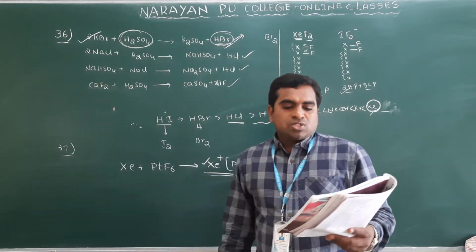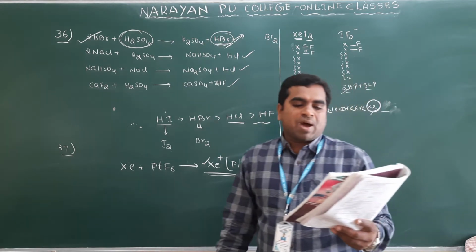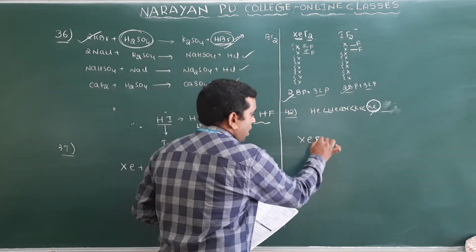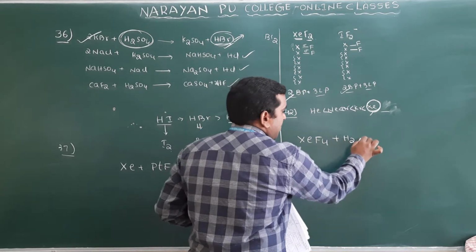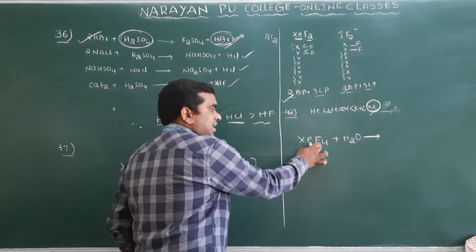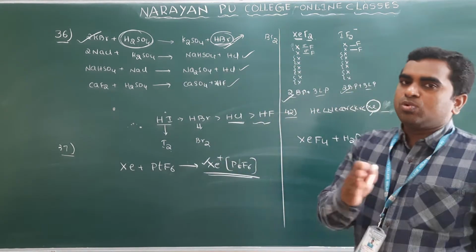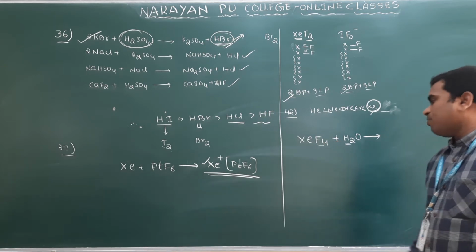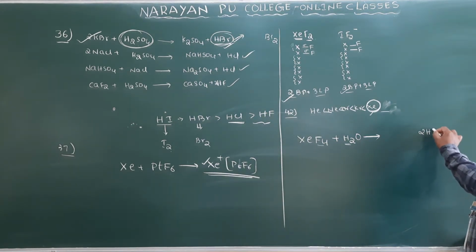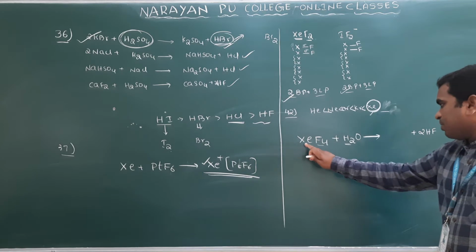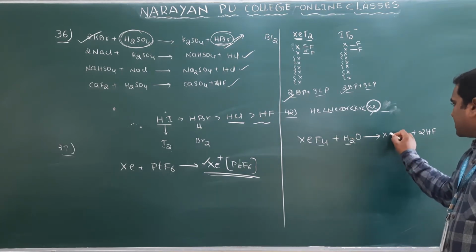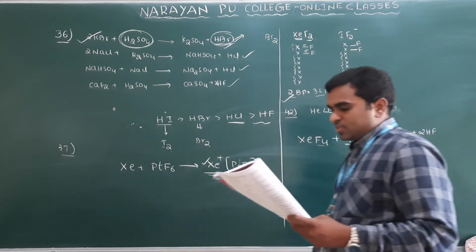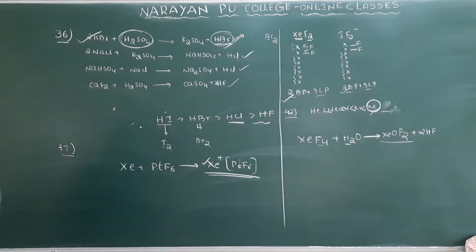London forces. So XeF4 on hydrolysis, partial hydrolysis produces what? Clear? Partial hydrolysis means the fluorine atoms won't be removed completely. So two hydrogens are there, and 2 F will be removed as 2 HF, and what is left here? Xenon is left. Oxygen is left. How many fluorine atoms are there? 2 fluorine atoms. This is the answer. So your option should be XeOF2.